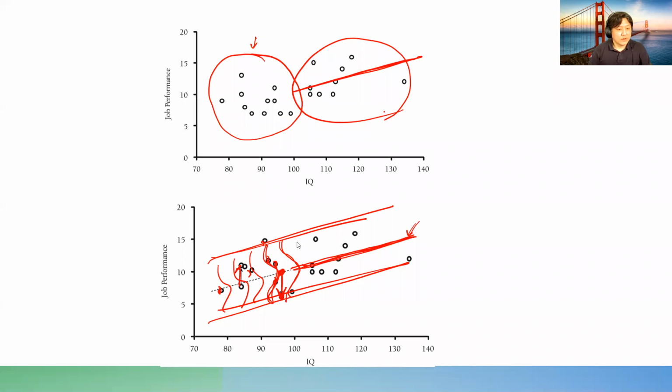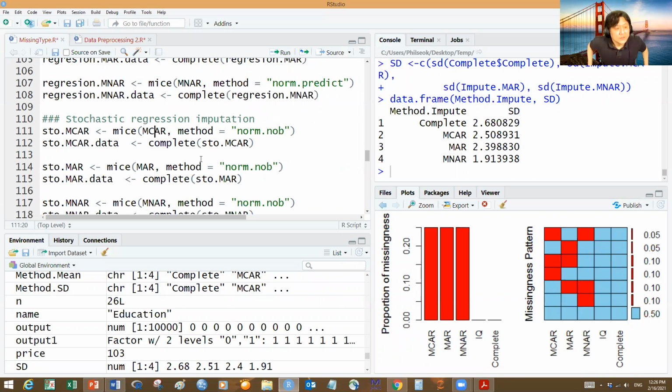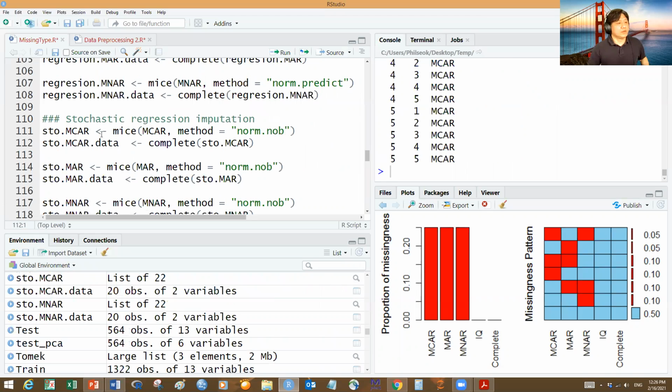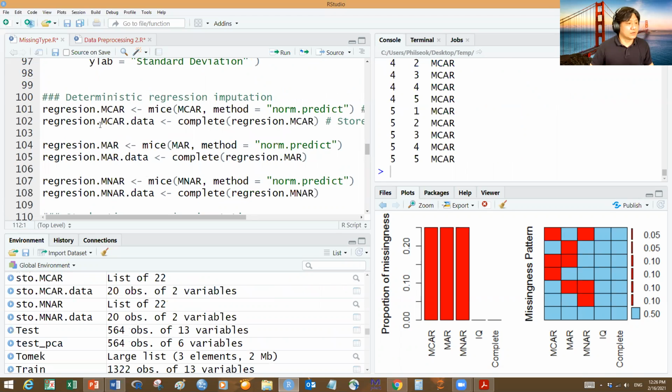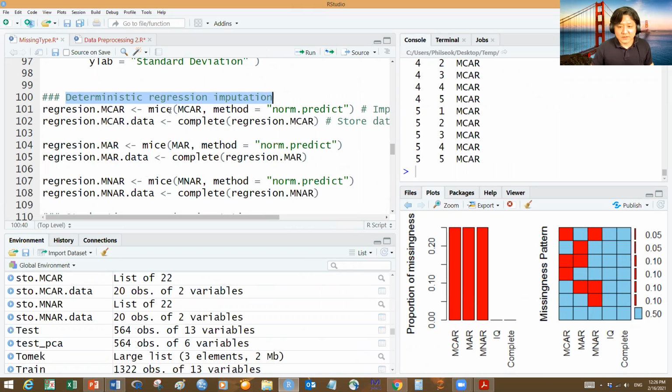So before we go there, I will run this. This is deterministic regression imputation, so this is just regression imputation using the mice package. This is our data, right? I created the MCAR data, and then in the method, norm.predict. So we're going to predict some value from this. The function is for the regression, deterministic.